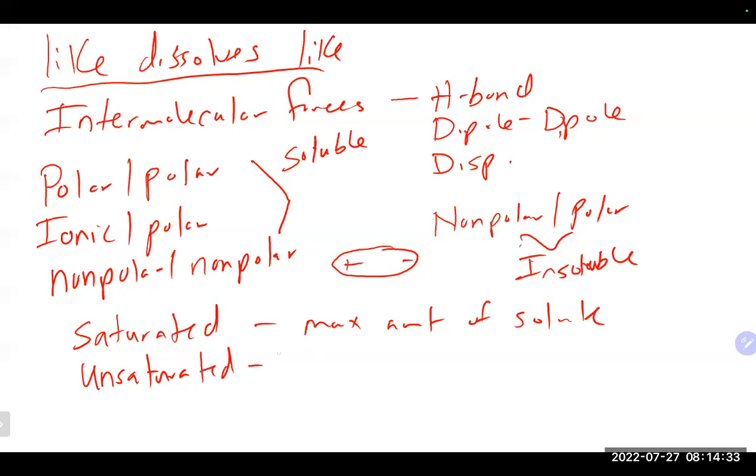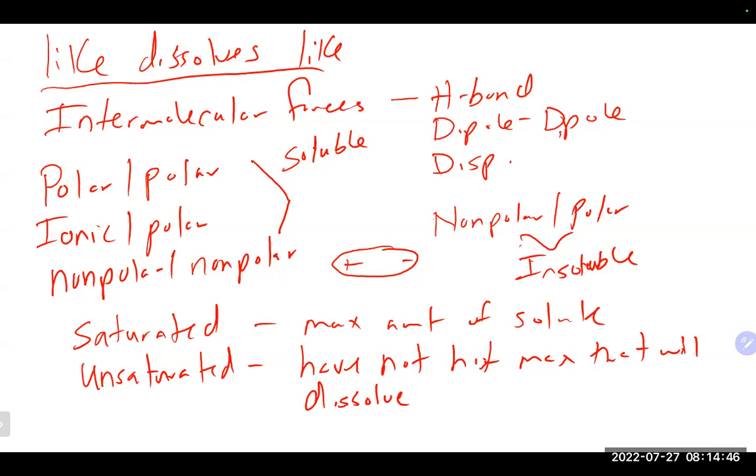An unsaturated solution is one where you obviously have not hit that yet. So you have not hit the max. In an unsaturated solution, you can continue to dissolve more solute. It will continue to dissolve until it does hit the saturated point. And at that point, you will not get any more to dissolve. Any questions on any of that stuff we talked about last time?